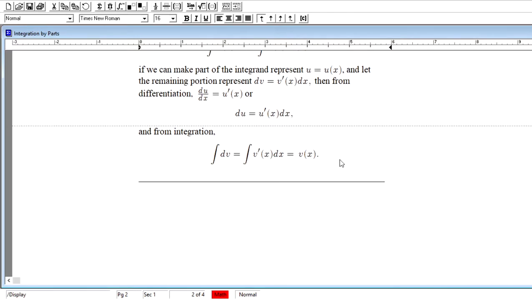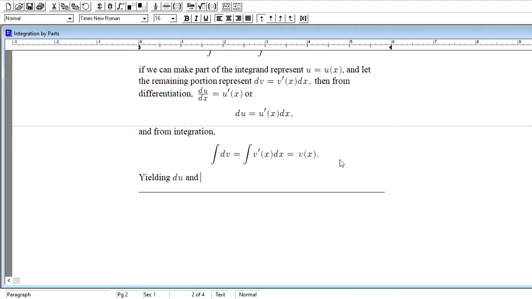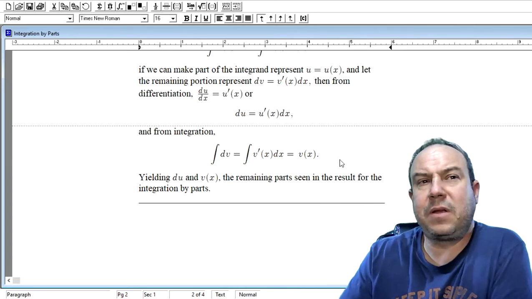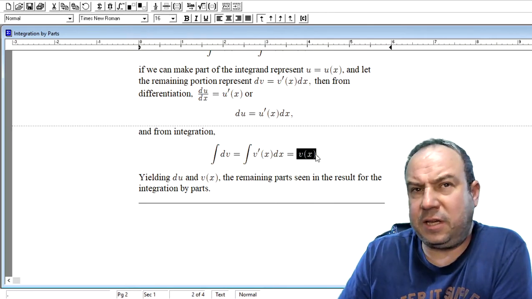Where I see this is lacking a little bit, we might say here, yielding du and v of x, what we might say are the remaining parts seen in the result for the integration by parts. This is what's going to yield du and what's going to yield v of x.